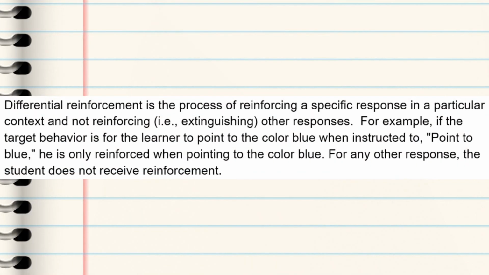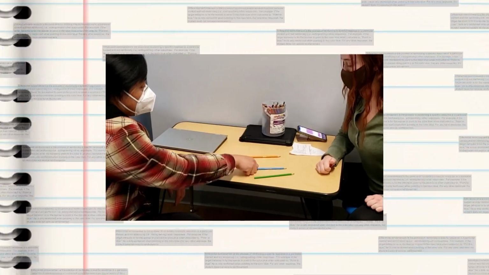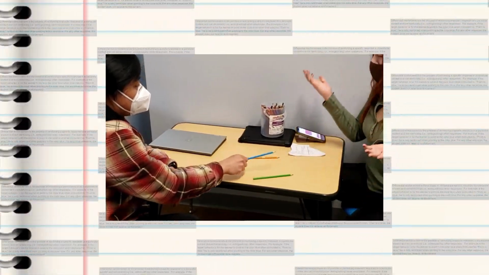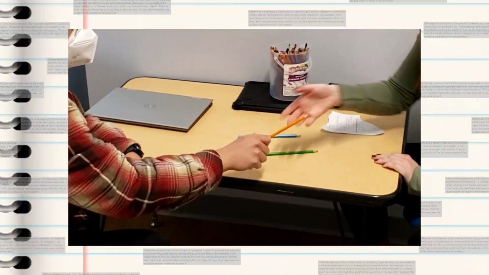Differential reinforcement is the process of reinforcing a specific response in a particular context and then not reinforcing, also known as extinguishing, other responses. For example, if the target behavior is for the learner to point to the color blue when instructed to point to blue, he is only reinforced when pointing to the color blue. For any other response, the student does not receive reinforcement.